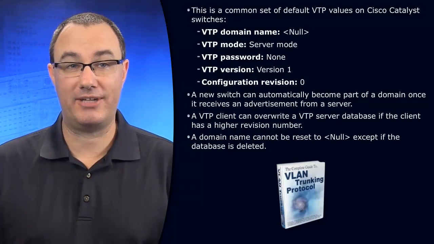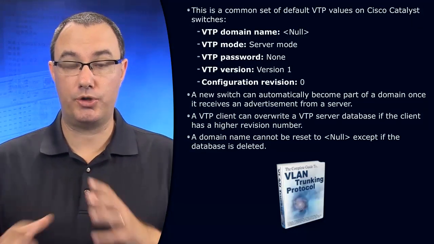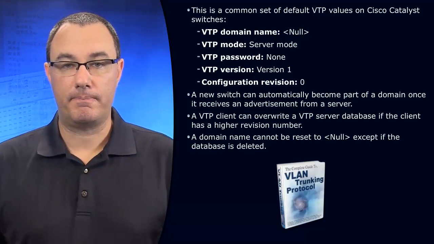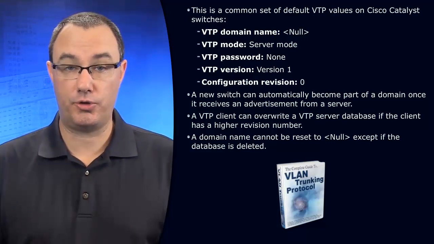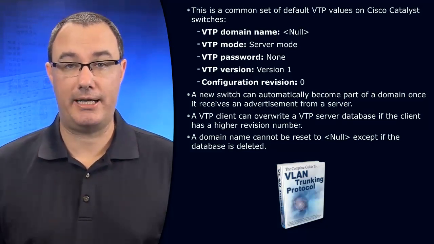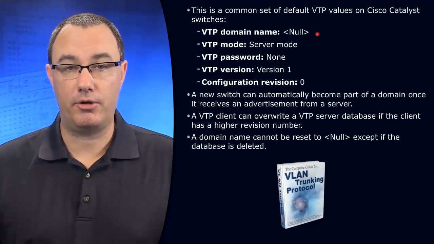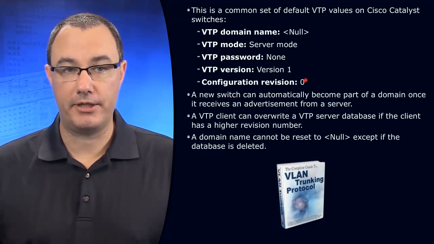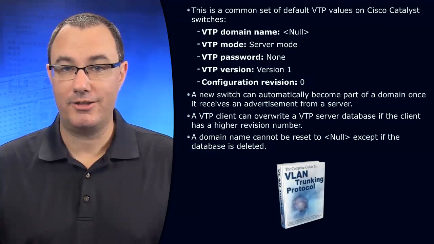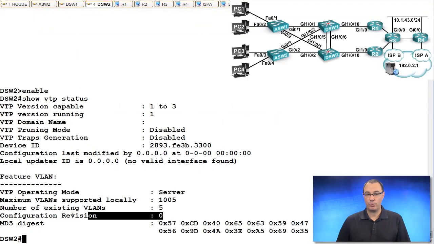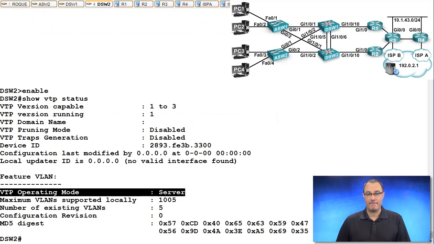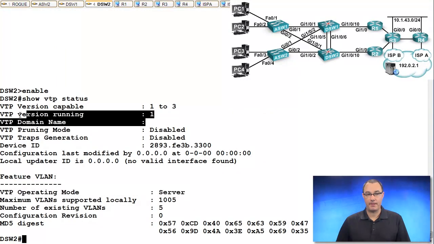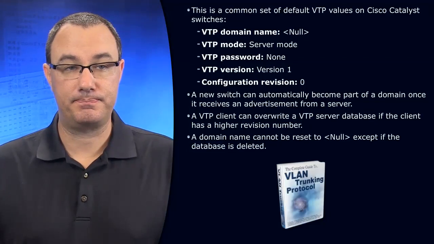Now the domain name is case sensitive, and in order to agree to gobble up new VTP information, you're going to have the exact same domain name. So domain name null, blank, mode is server by default, no password, version 1, and the configuration revision number is 0. Did we see all of that? Yes, we did. Just got to know where to look. Very, very good. So no surprises in that output.